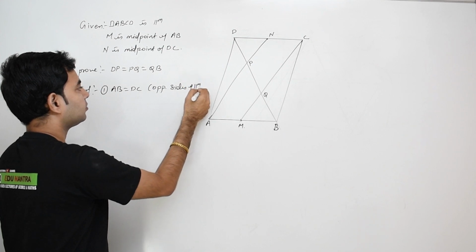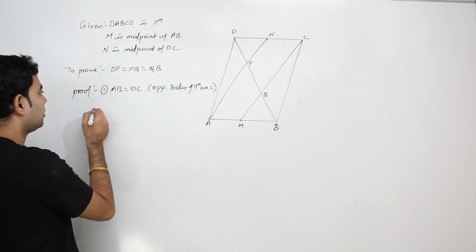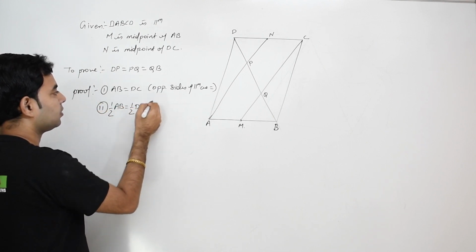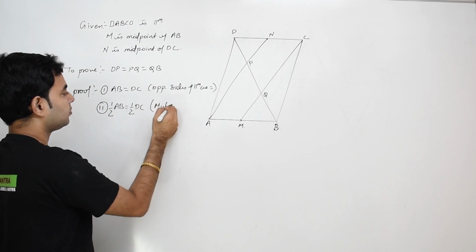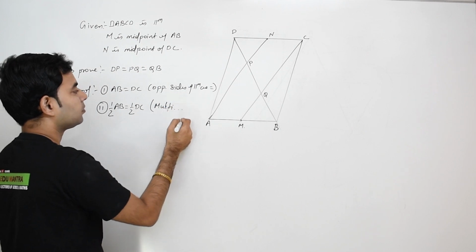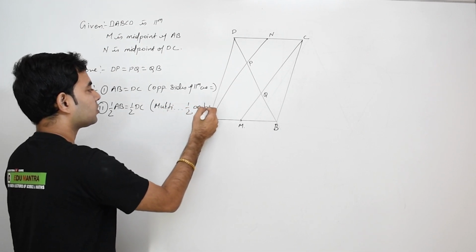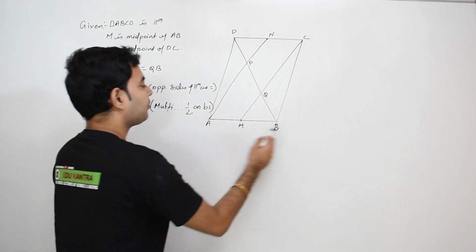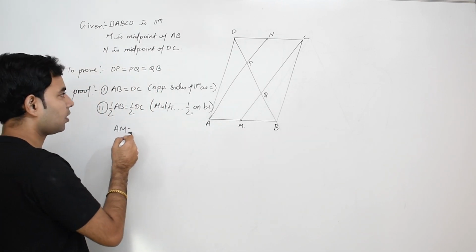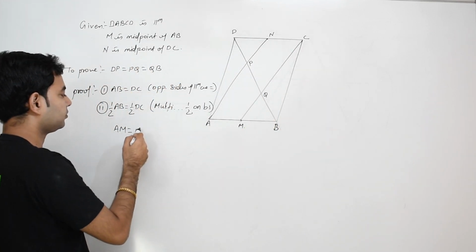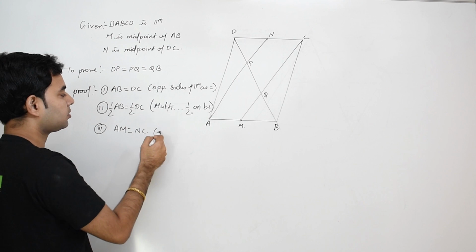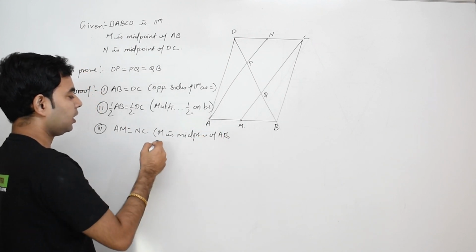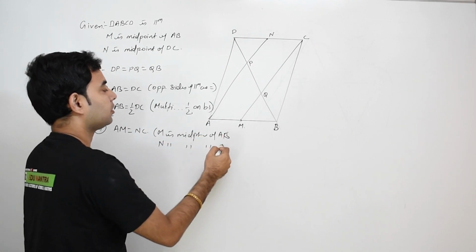Opposite sides of parallelogram are equal. उसके बाद में सेकेंड पॉइंट में, half of AB equals to half of DC, multiplying half on both sides. क्या किया, हाफ हमने दोनों साइड में मल्टीप्लाई कर दिया. Half of AB is AM and half of DC is NC. Why? Because M is midpoint of AB and N is midpoint of DC.